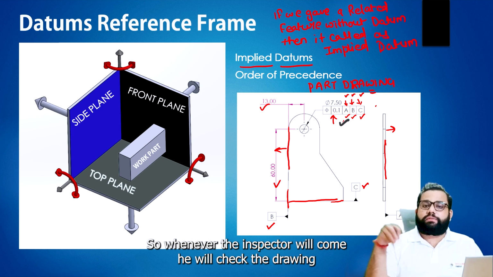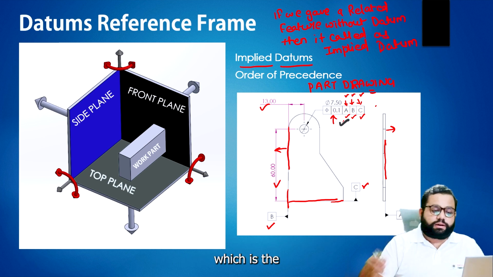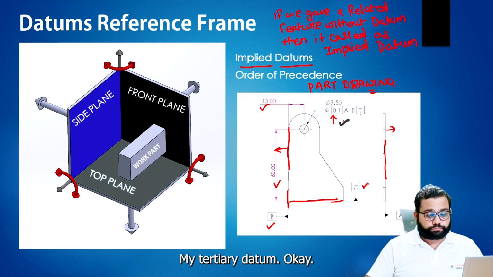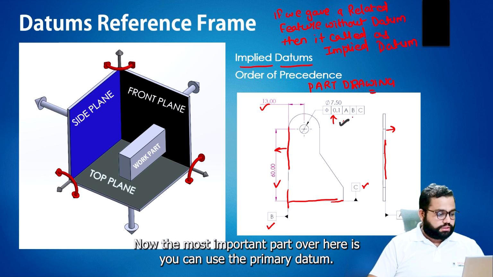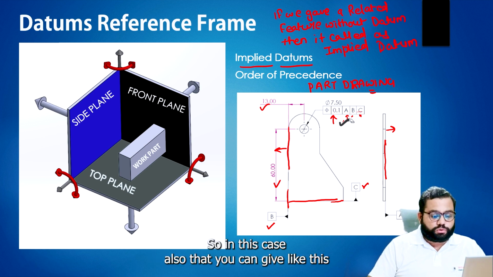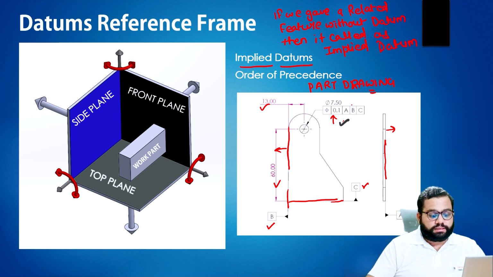Okay. So whenever the inspector comes, he will check the drawing and he will see which is the primary datum, secondary datum, and tertiary datum. Okay. Now, the most important part over here is you can use the primary datum, this also, and this also. Okay. So in this case also, you can give it like this.